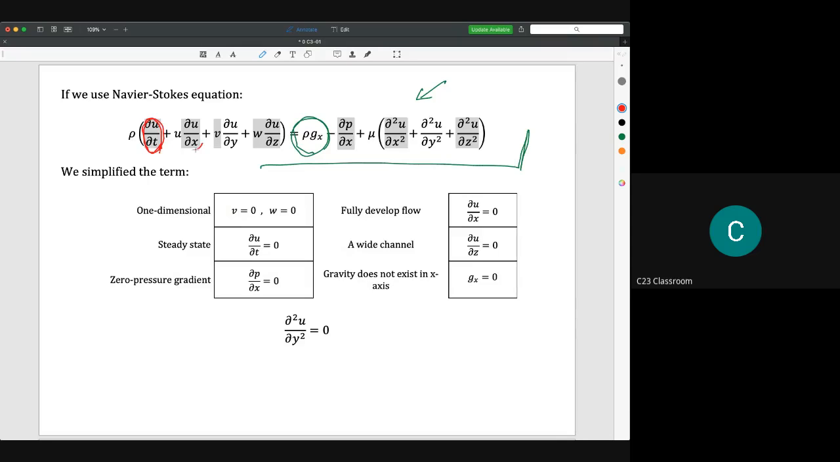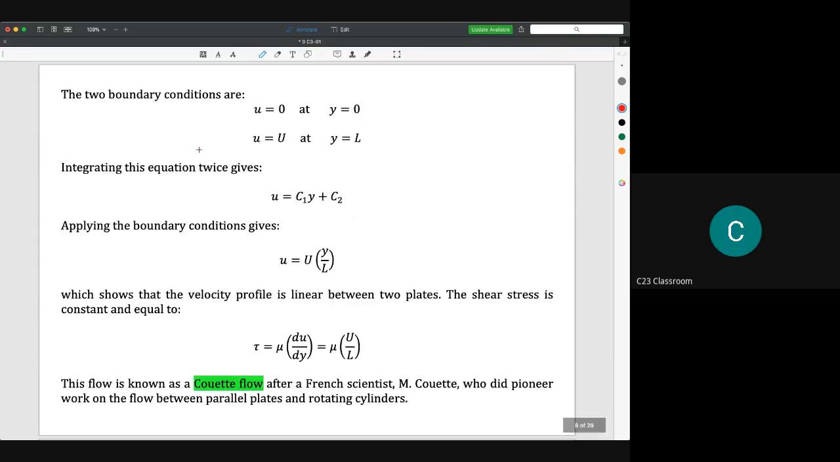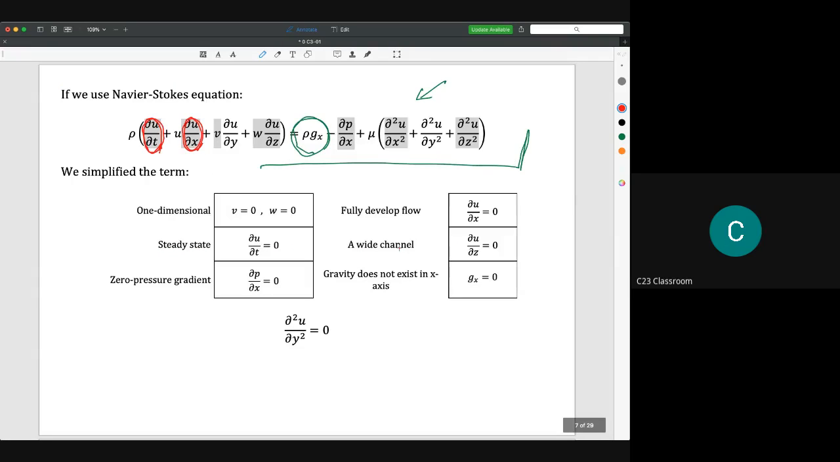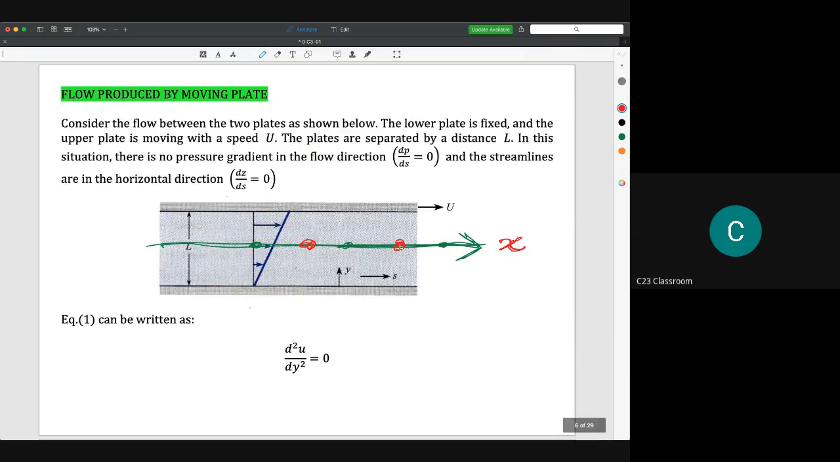And then du/dx is equal to 0 too. Why? Because du/dx means the changes of velocity along the x-axis. It means that the velocity here and here is not different, so du/dx is equal to 0. And then we assume that the flow is steady. We just imagine that the molecules move from here in the x direction only. So there are no molecules moving upward, moving downward, and so on.